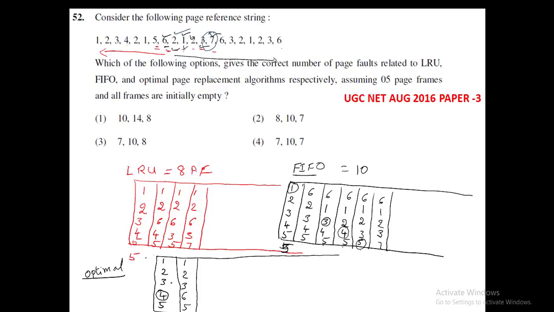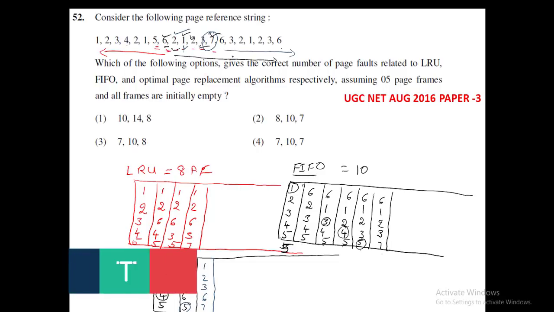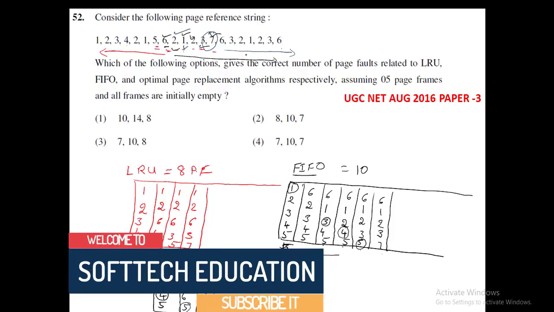Among these 5 pages, which page do we select as the victim page? For this, see the future references after 7, that is 6, 3, 2 and 1. 5 is not referred in the future, so we choose 5 as the victim page. So 1, 2, 3, 6, and in the place of 5 we write 7. After 7, the CPU refers to 6. 6 is available in main memory, so no page fault. 3 is also there, 2 is also there, 1 is also there, 2 is also there, 3 is also there, and 6 is also there.